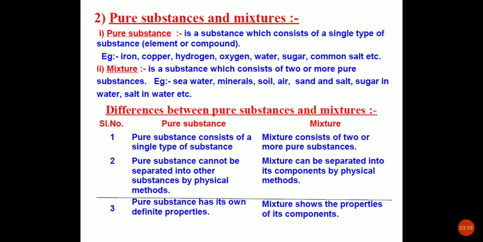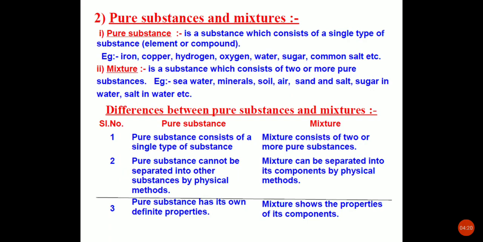Now come to the second category, that is mixture. A mixture consists of two or more pure substances. So in a mixture, two substances may be present or more than two substances may be there. Examples: sea water, minerals, soil, air, sand and salt, sugar in water, salt in water, etc. These are the examples of mixtures. In mixtures at least two pure substances are there, and more than two substances also may be there.